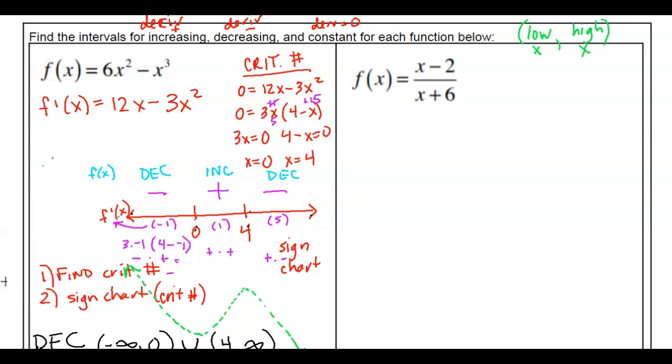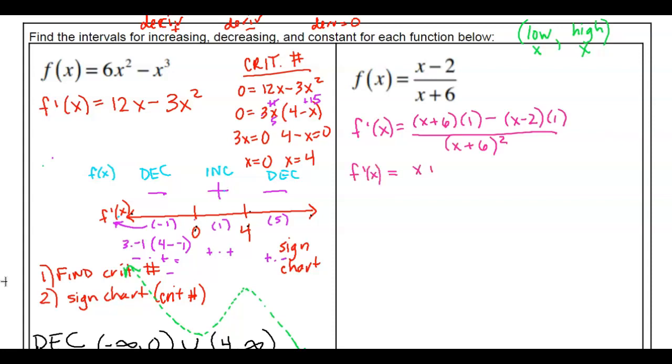So here I get f prime. It's a quotient rule. So I get low d high minus high d low all over low squared. I'm going to clean this up. So distribute a negative 1 all over this. So those cancel. I get 8 over this.